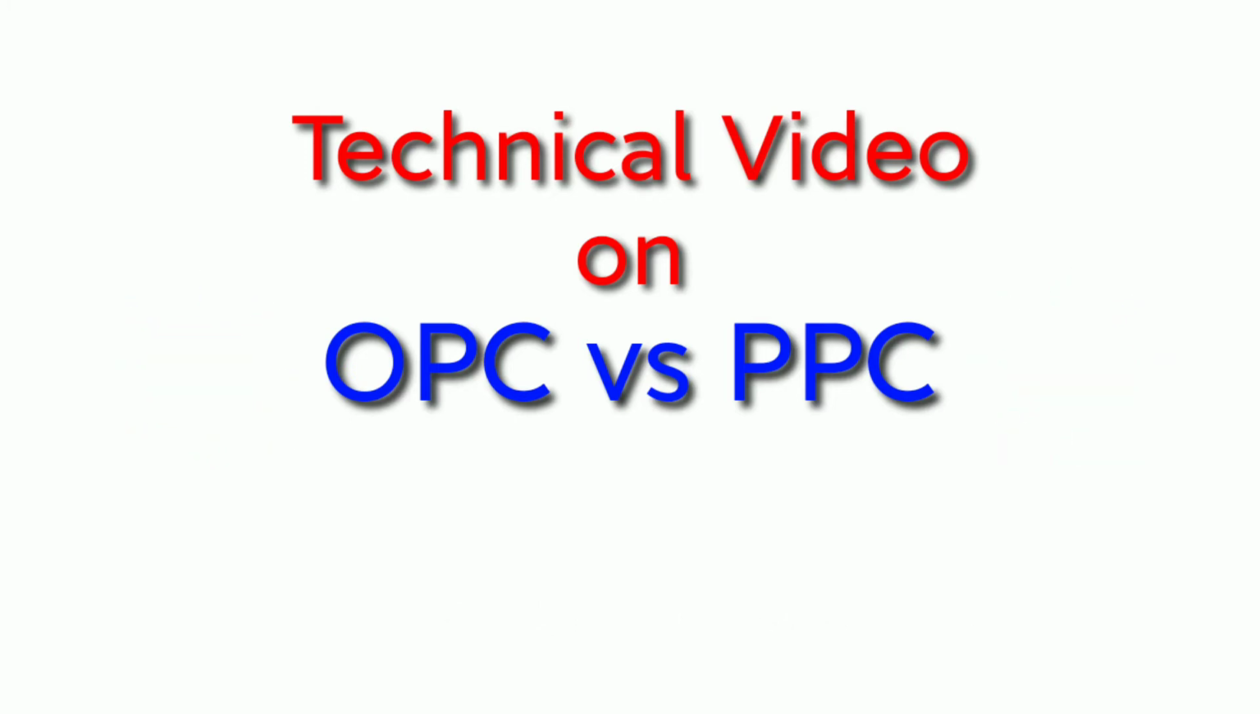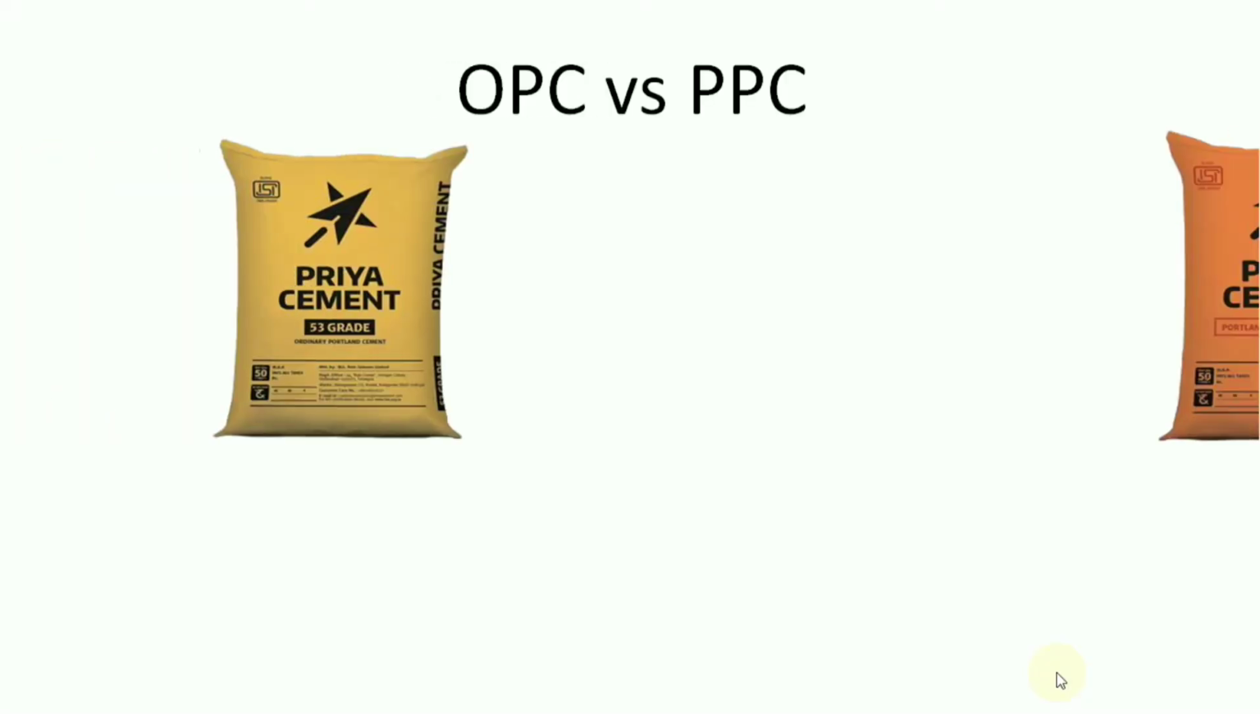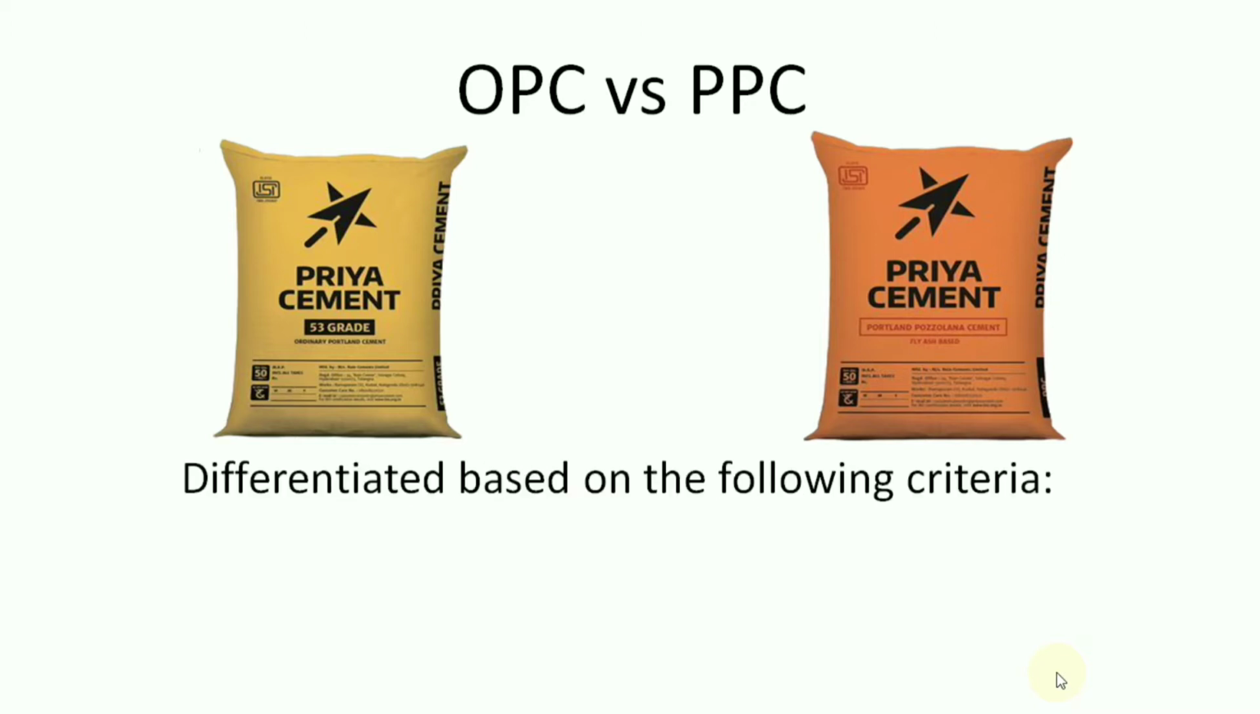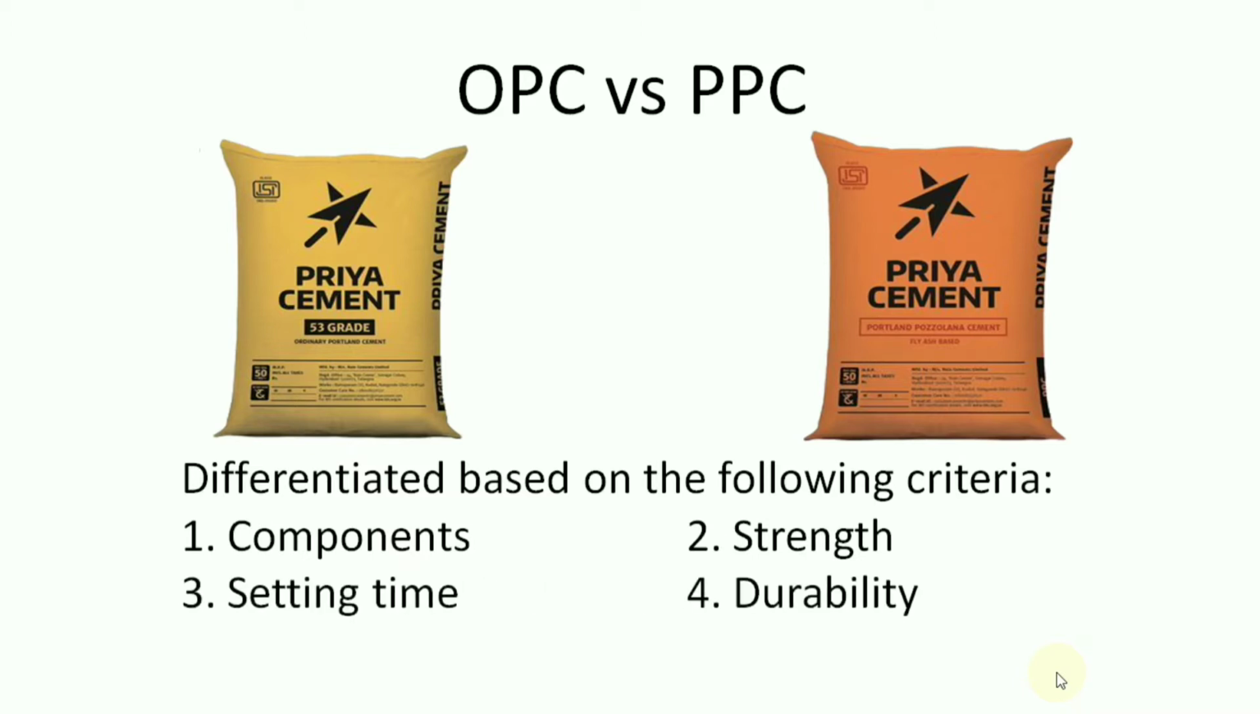In the last two videos, you saw what is cement and different types of cement. Today, we are going to tell more about the differences between OPC and PPC. OPC and PPC can be differentiated on basis of the following criteria: components, strength, setting time, durability, cost, and heat of hydration.